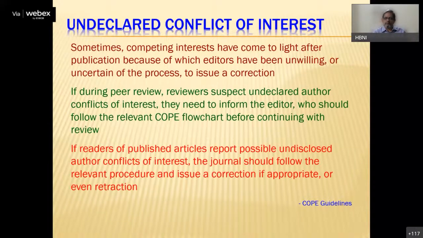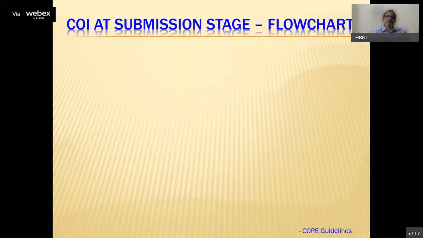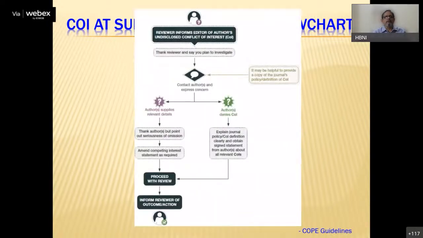So how will this actually be followed? Prof has issued flowcharts for both these cases. So let's see the submission stage. If the problem occurs at the review stage itself, what should be the flowchart to be followed by the editor? So what happens here?